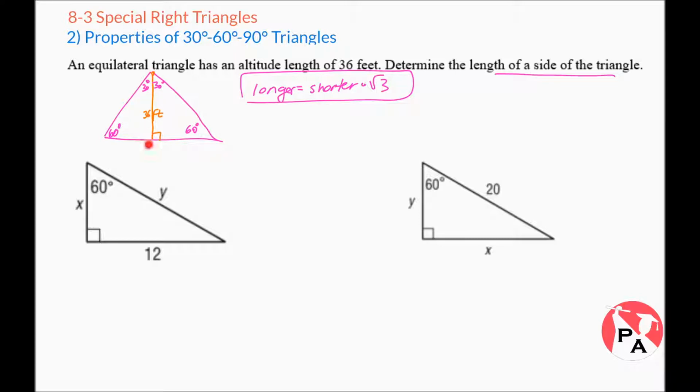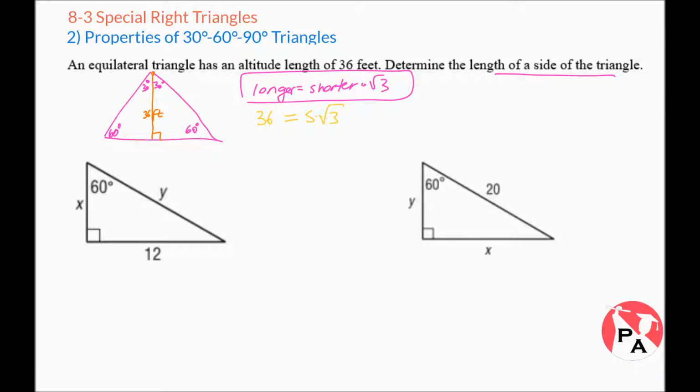So if you look at the triangle, it is visible that 36 is the longer, but we need to compare the angles. Across from 30 degrees, we have the shorter leg. Across from the 60 degrees, we have the longer leg. So longer leg is given 36 feet. Let's plug in 36 for the longer leg. It equals, let's say, S for shorter leg times radical 3.